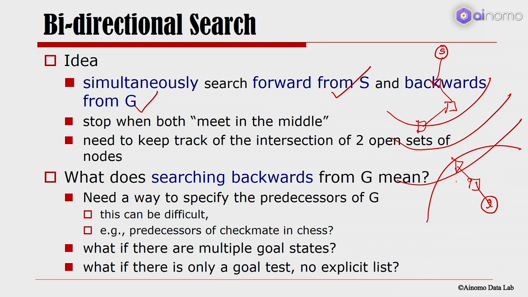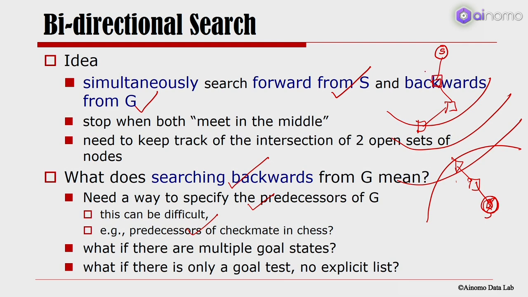So the only point that needs to be now discussed or understood is what it means to search backwards from G. It basically means that we need to specify the predecessors of G. At times this could be difficult, like in chess, what is the predecessor of checkmate? What if there are multiple goal states? There is a problem. And what if there is only one goal test, no explicit list? So what do I do?